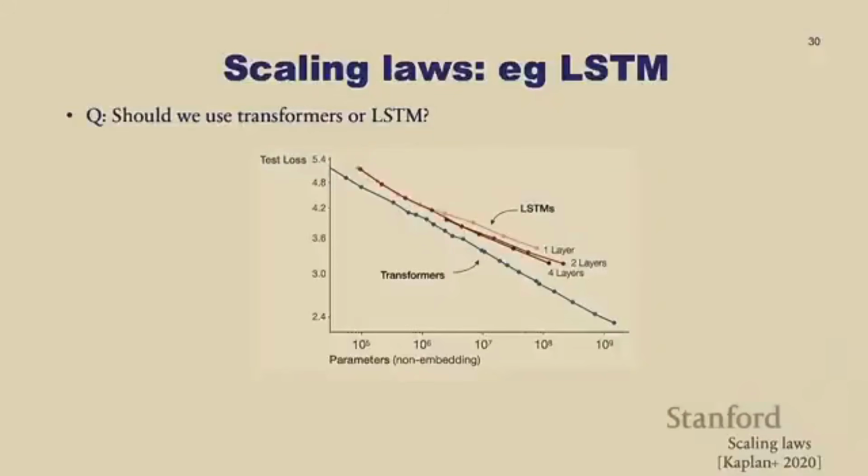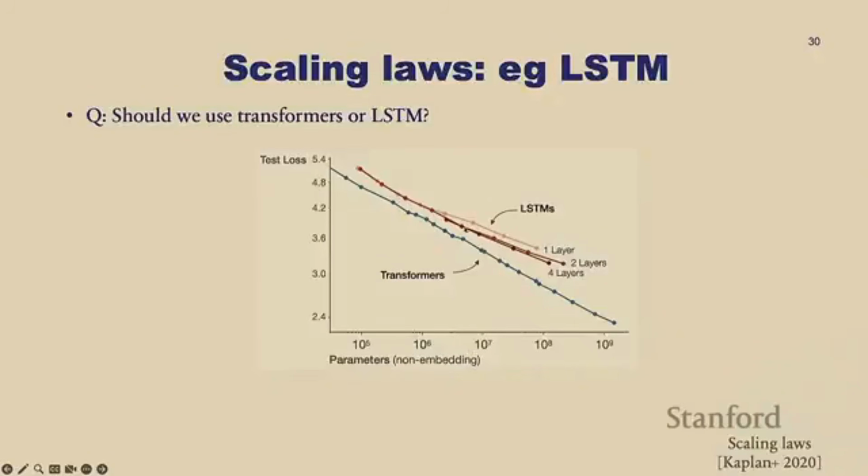Let's say transformers versus LSTMs. Let's say you have these 10,000 GPUs, and you're not sure which one you should be using. Should I be using a transformer-based model or an LSTM-based model? What I will do is train transformers at different scales. Here you see different parameters on the x-axis, and the y-axis is my test loss.